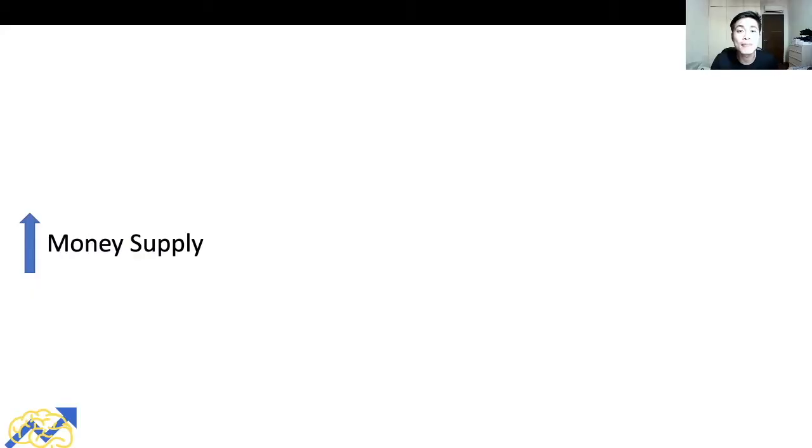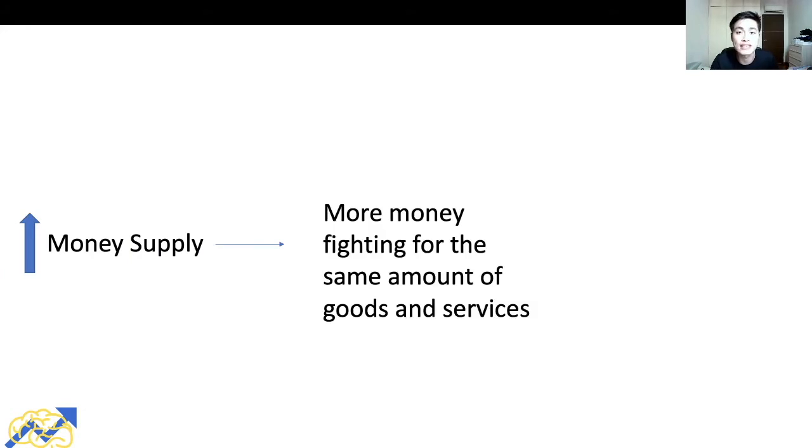So by increasing the money supply in the economy, it will also increase the competition for goods and services, as there is more money now fighting for the same amount of goods and services. And when there's more money competing for the same amount of goods and services, it typically creates an increase in inflation. So money supply is correlated with inflation. When money supply increases, inflation tends to increase.